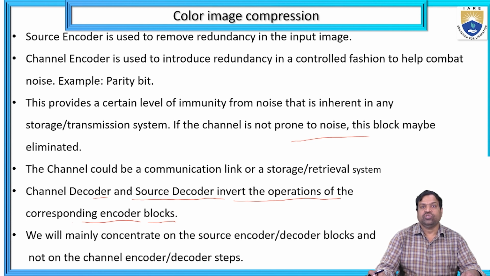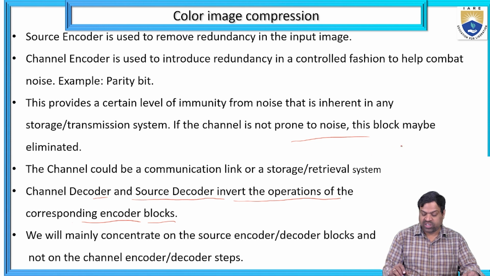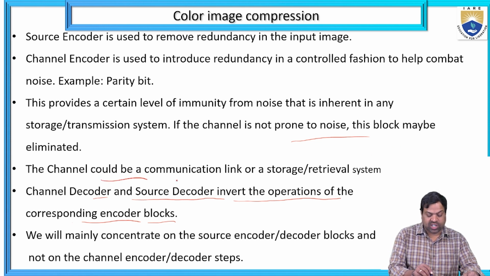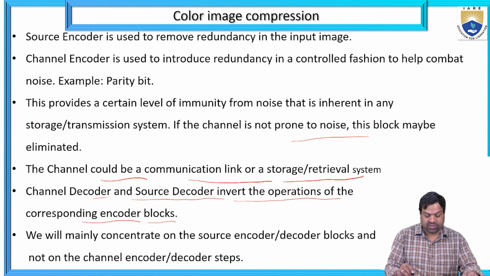So, the source encoder is used to remove redundancy in the input image. The channel encoder is used to introduce redundancy in a controlled fashion to help combat noise, for example the parity bit. This provides a certain level of immunity from noise that is inherent in any storage or transmission system. If the channel is not prone to noise, this block may be eliminated. The channel could be a communication link or a storage retrieval system. Channel decoder and source decoder invert the operation of the corresponding encoder blocks.